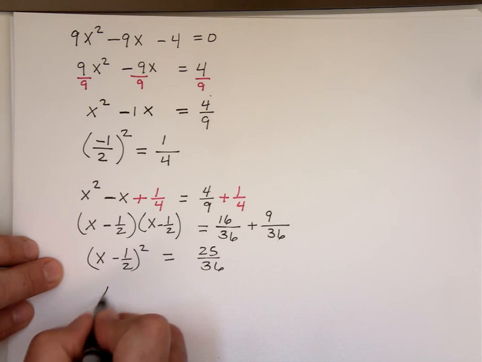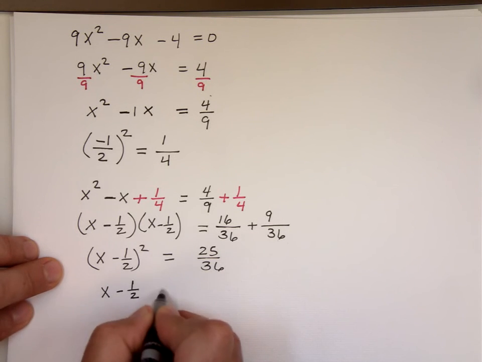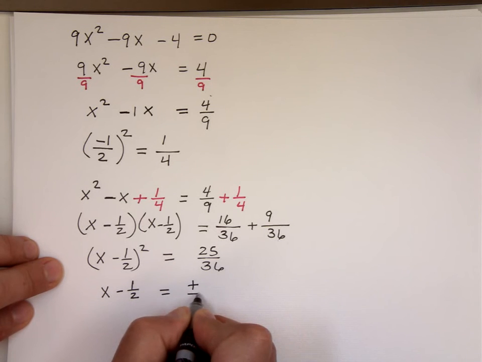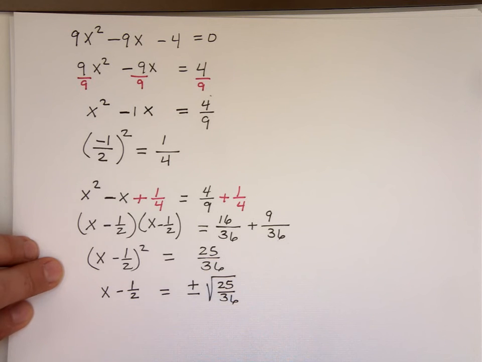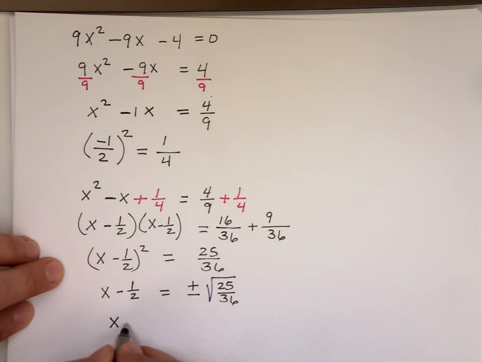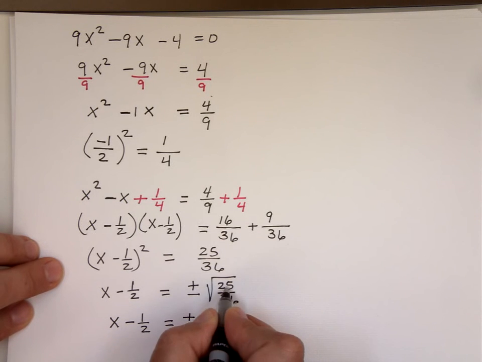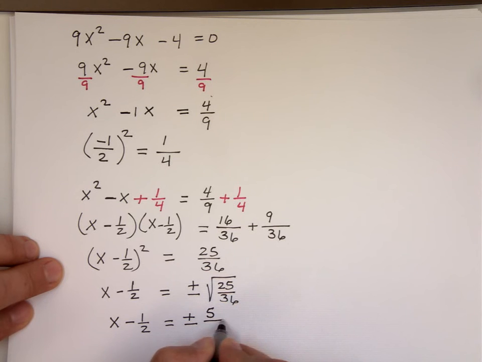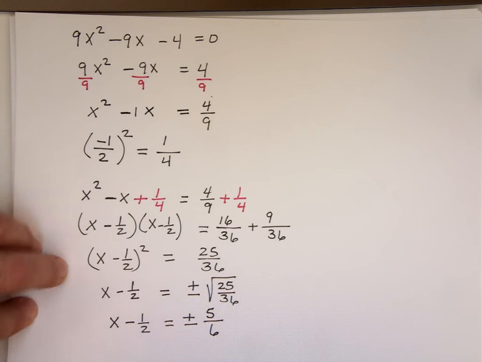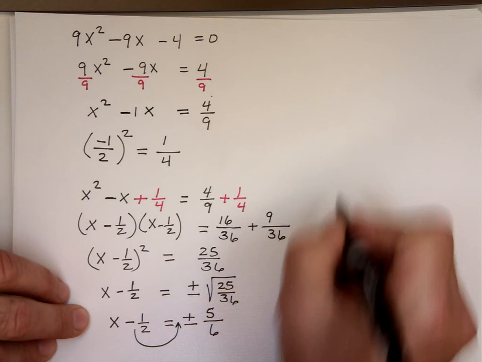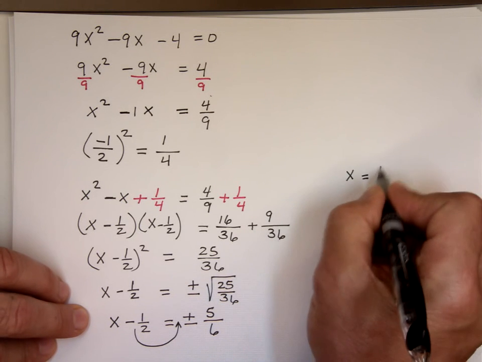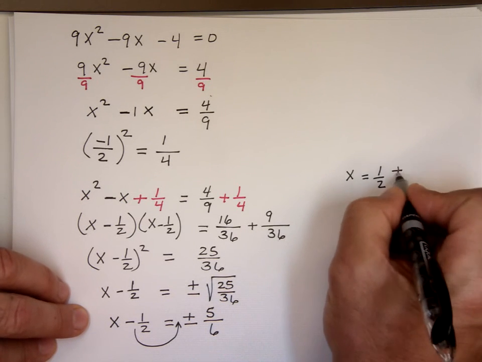x minus 1/2 without the square equals plus or minus the square root of 25 over 36. x minus 1/2 equals plus or minus, what is the square root of 25? It's 5. What is the square root of 36? That's 6. And finally, bring the minus 1/2 to this side, make it a plus 1/2. So x equals 1/2 plus or minus 5 over 6.